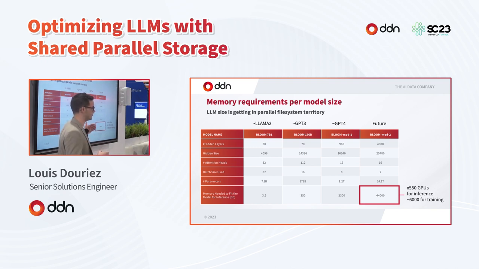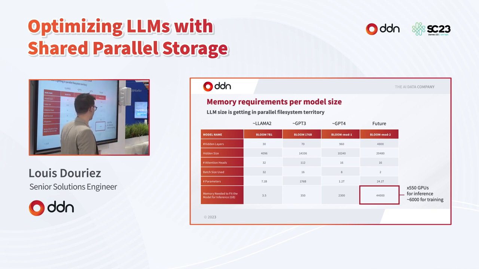Since GPT-3, GPT-4, and future models that haven't been released yet, we are talking, for GPT-3, in hundreds of gigabytes, and for GPT-4, if we consider it a 1 trillion parameter model, in terabytes of data. For the future model here, at 24 trillion parameters, around 24 times GPT-4, it's 44 terabytes of GPU memory. How many GPUs would you need just to run the model? We are talking around 500 to 1,000 GPUs, and that's just for inference.